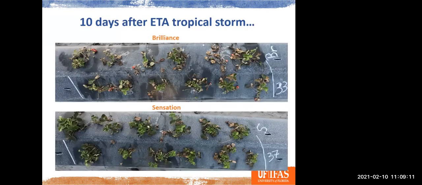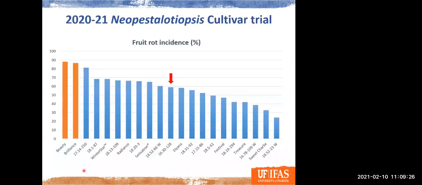Here is how the plants look about 10 days after the tropical storm in our research plots. They all had symptoms, but the Brilliance did look a bit more beat up than the Sensation plants. And this is basically what we're seeing in our trials. Brilliance and Beauty does seem to be more susceptible than Sensation.